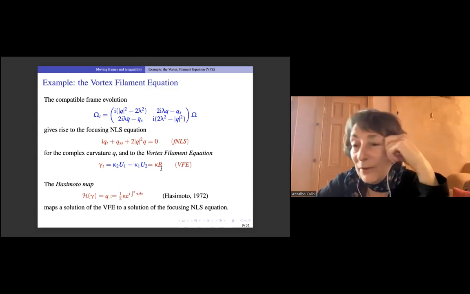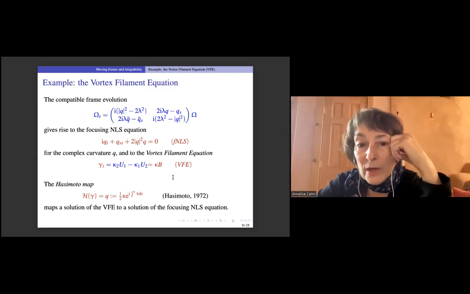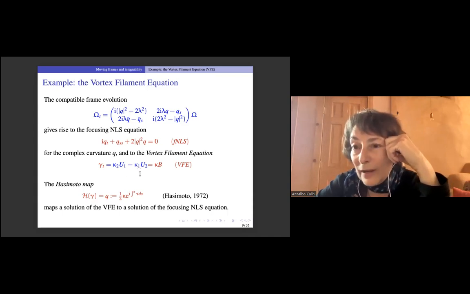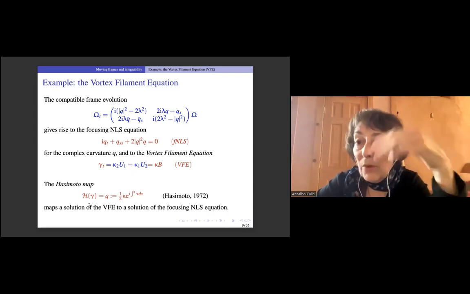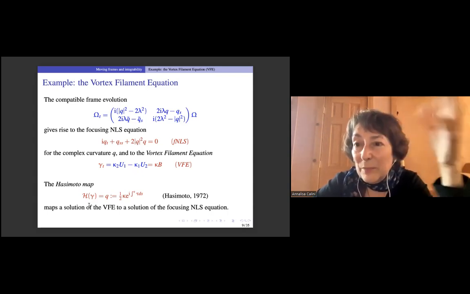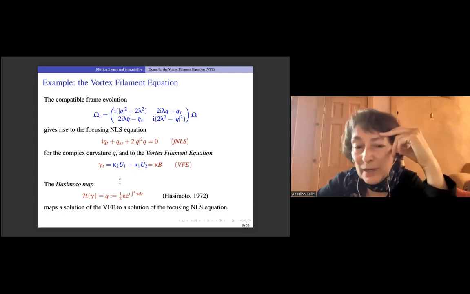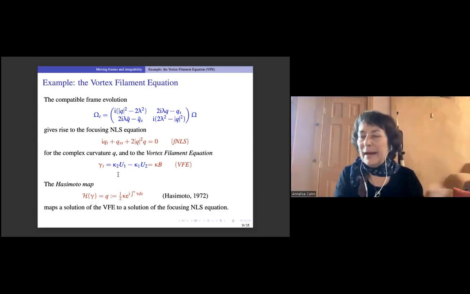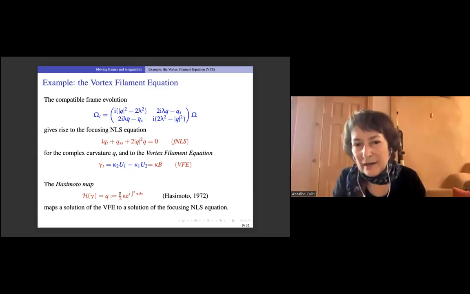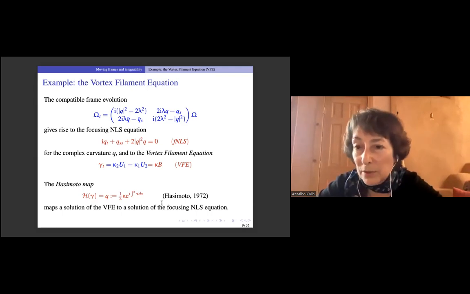And this is a famous flow, the binormal flow, or vortex filament equation. And here, in blue, it's expressed in terms of the natural frame and the natural curvatures. And as a bonus from all of these geometric comparisons, we get the Hashimoto map or Hashimoto transformation, which takes a curve in space evolving by the VFE and gives you a complex potential evolving by the focusing NLS equation.